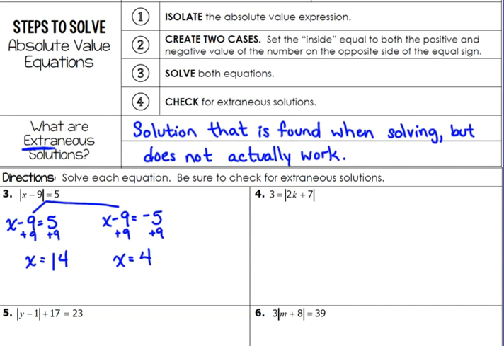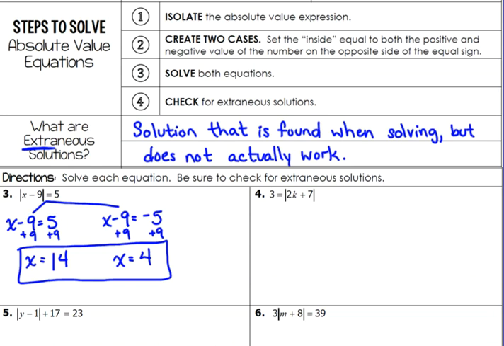Before, most of you probably box in your answers, I do too, but before I box it in on things like this, I always check it. Plug it back in. 14 minus 9 is 5, absolute value of 5 is 5. 4 minus 9 is -5, absolute value of -5 is +5. Both of them check out, so then I'm going to box my answer. It's just an extra little precaution to make sure you do what you need to do for checking.